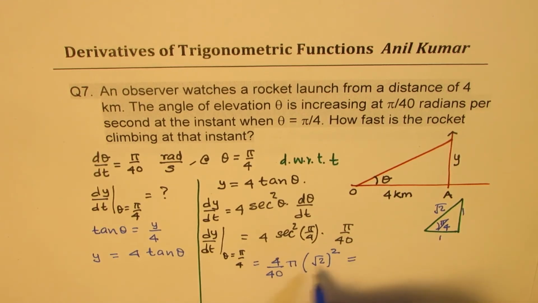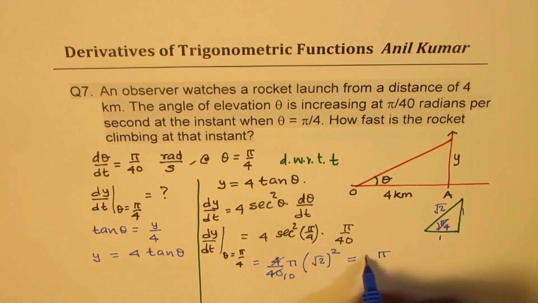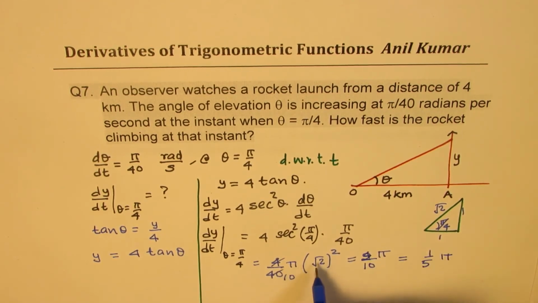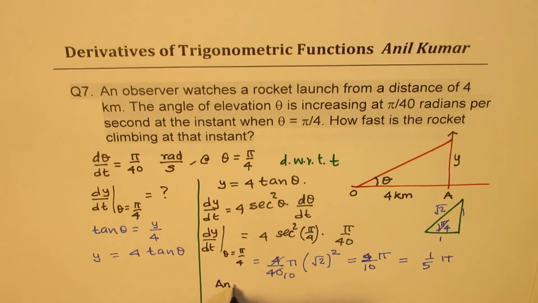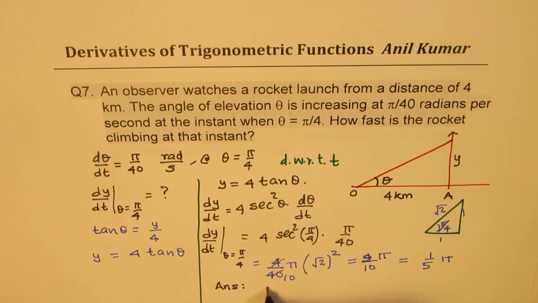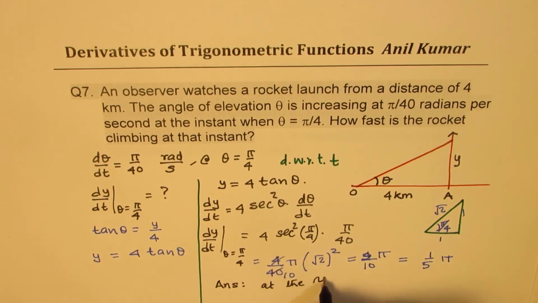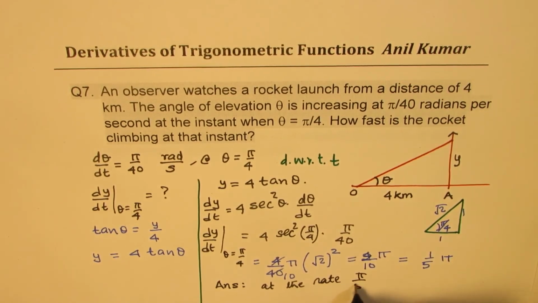Now you can simplify this to get your answer. 4 goes 10 times, and this is also 4, right? So we get 4 over 10, or I mean 2 over 10, or 1 over 5 pi, correct? Square root 2 squared is 2, so we get 2 over 10, or 1 over 5 pi. So that becomes your rate of change. So our answer here is, how fast is the rocket climbing? So the rocket is climbing at the rate of pi by 5, right?